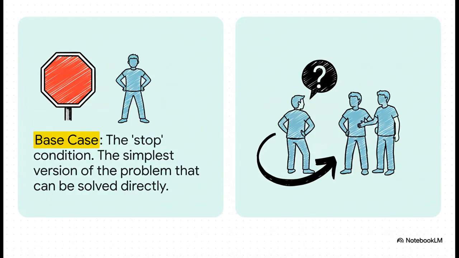First, you have the base case. Think of this as your emergency brake, your stop sign. It's the simplest possible version of the problem that doesn't need to call itself to be solved. In our conga line, that was the last person. Without a base case, your function will just call itself forever and everything crashes. Then you have the recursive step. This is the action that repeats. It breaks the problem down a little bit and then calls itself with that smaller piece. Critically, this step must always move you closer to the base case.